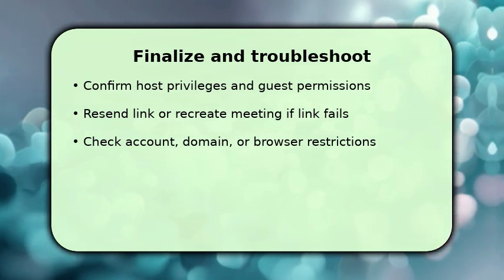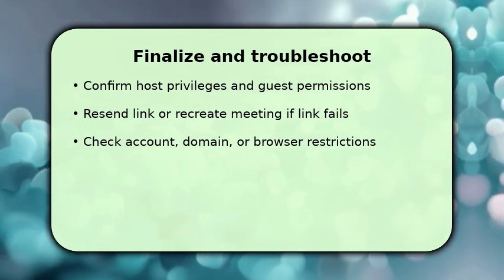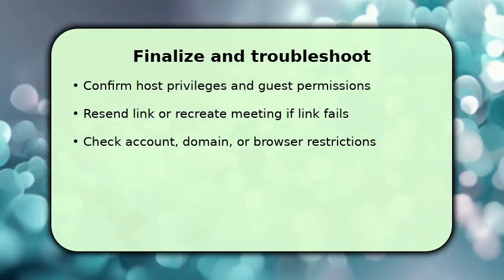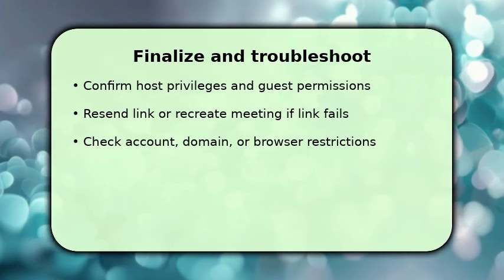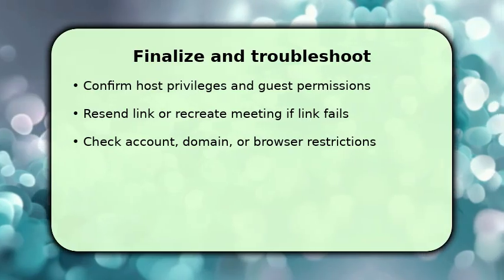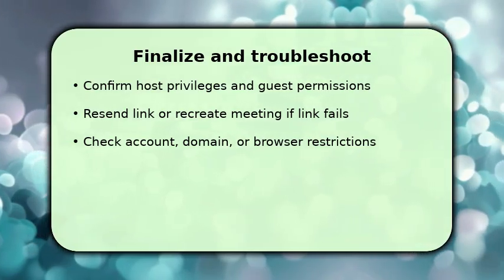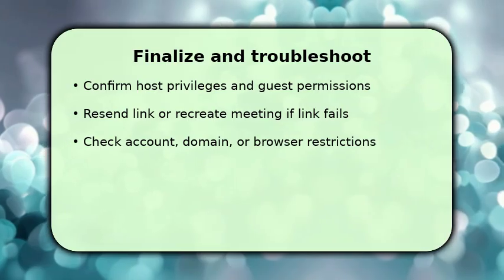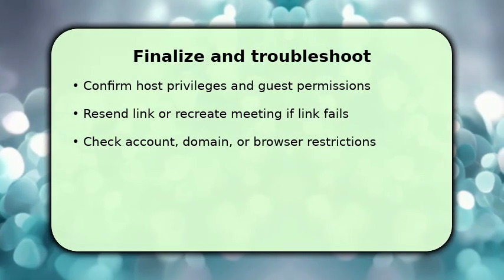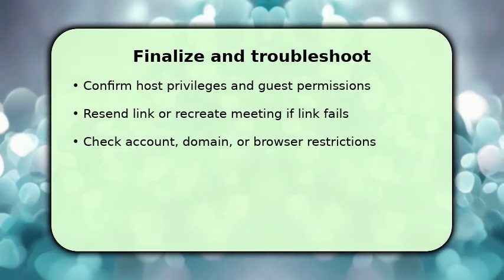If someone reports a bad link, first resend the copied link. Once done, recreate the meeting and issue a new link if problems persist, because links can be invalidated by canceled events. If issues continue, make sure participants use supported browsers and that domain or admin policies aren't blocking Meet. This single troubleshooting step, verify account and browser restrictions, resolves most access problems.